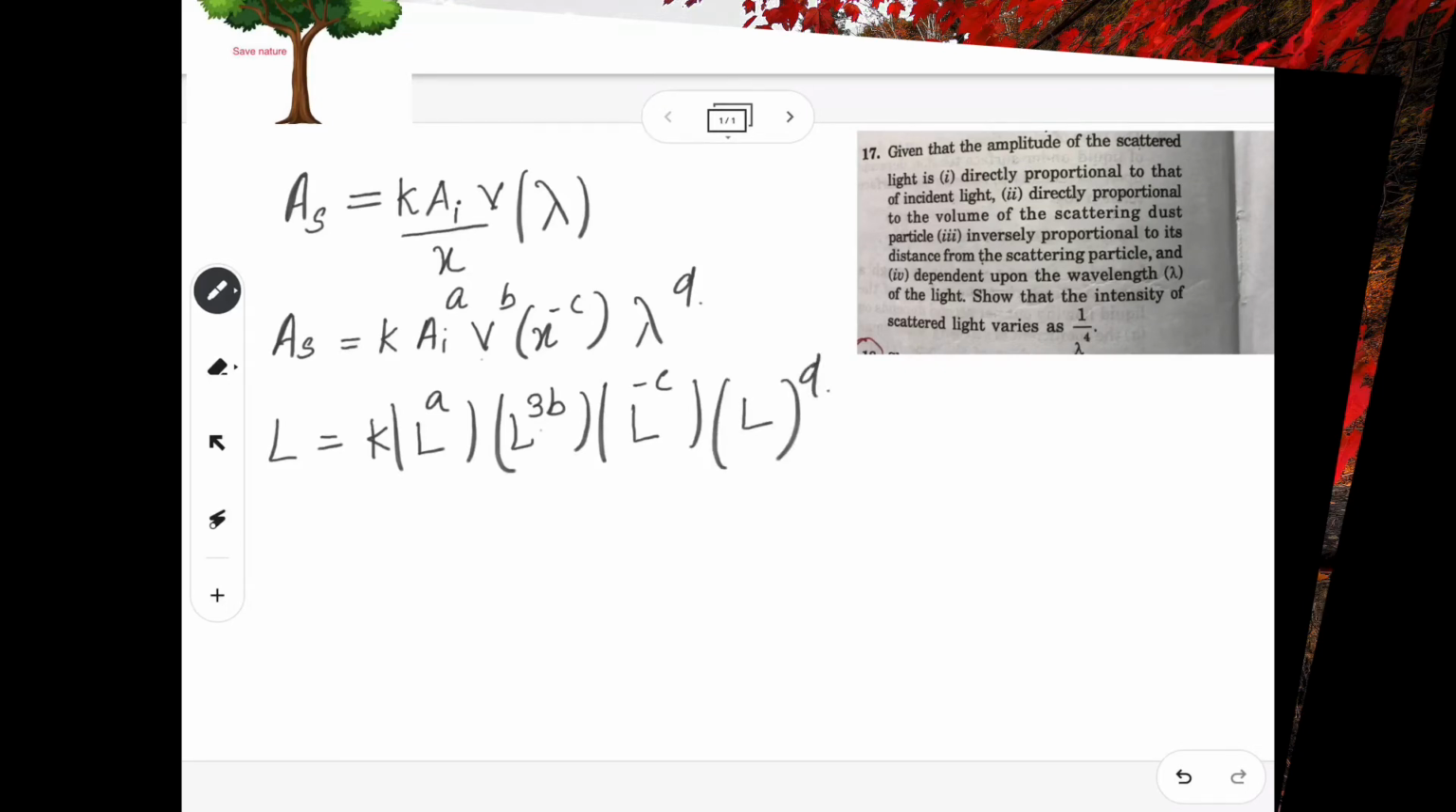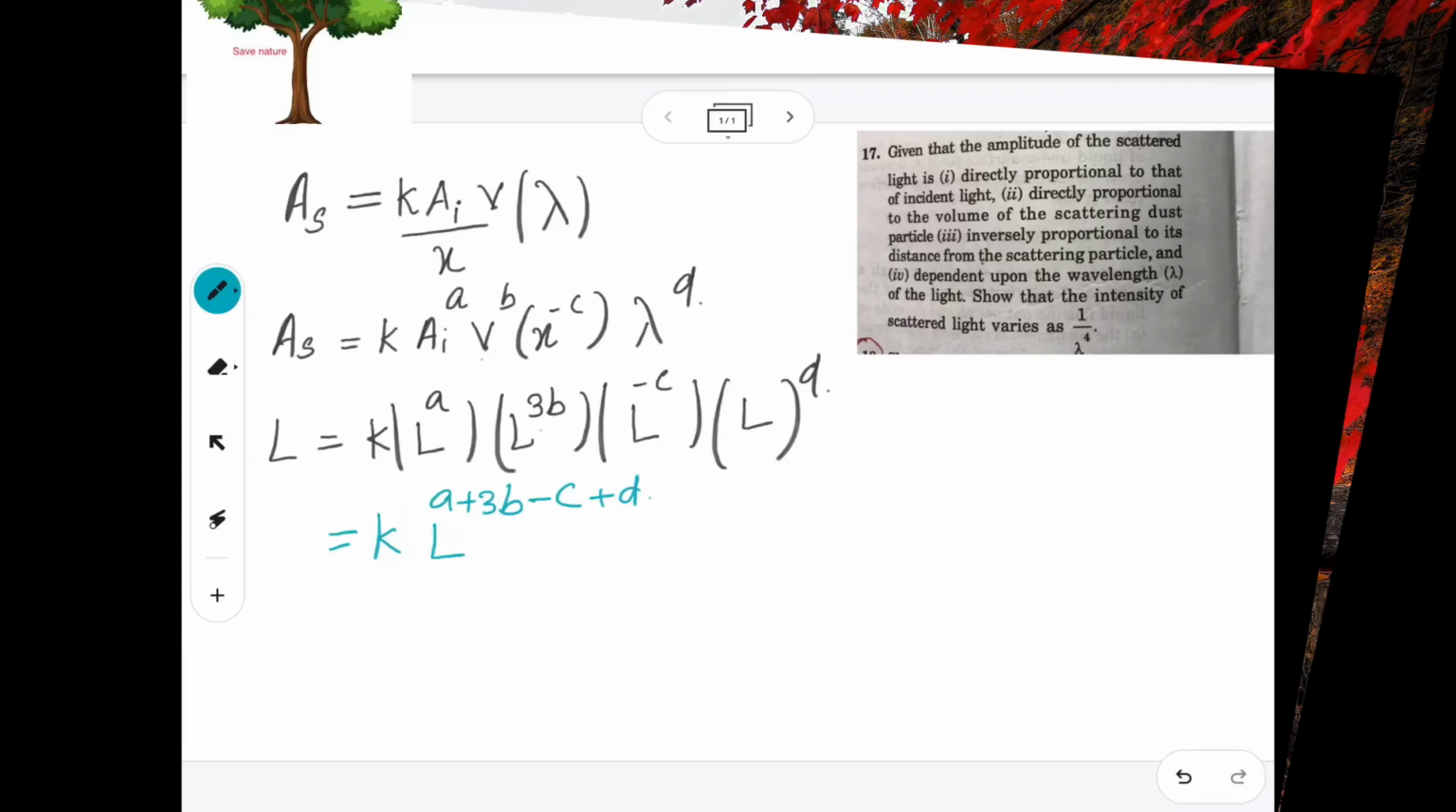Now I am just going to compare the powers of the similar terms of LHS and RHS. So before that, let me rewrite the above equation. K times L raised to A into L raised to 3B into L raised to minus C into L raised to D I have. So I am writing L raised to A plus 3B minus C plus D.